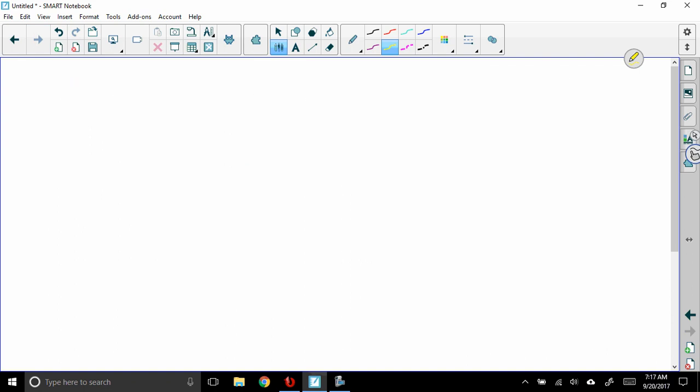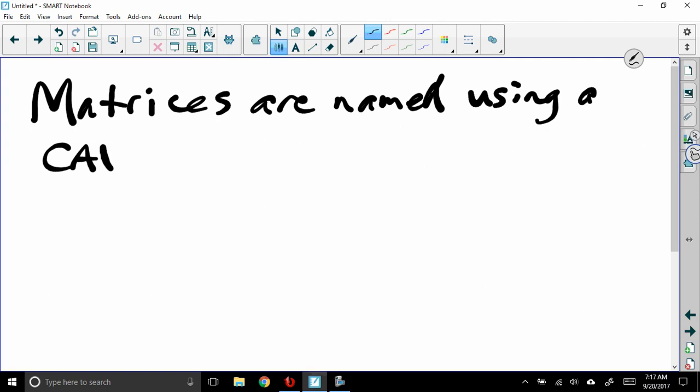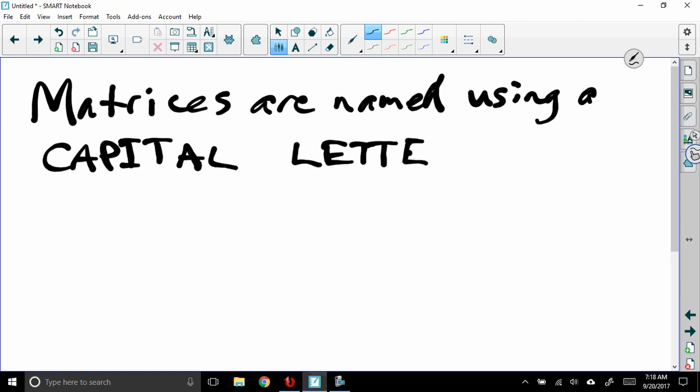Matrices are named using a single capital letter. Now, I need to pause for a minute and say, when I show you on the TI Nspire, the TI Nspire only uses lowercase letters for variables. And that's one thing that kind of bothers me. But when you name a matrix, you use a capital letter, okay?